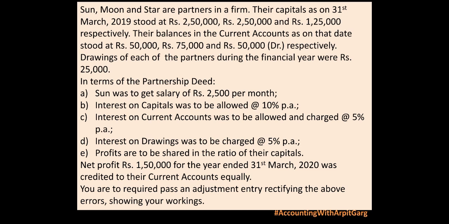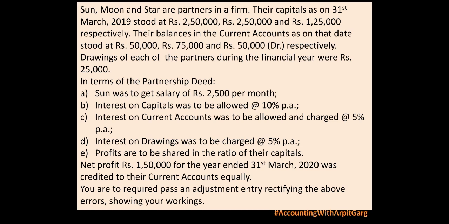In terms of the partnership deed, Sun was to get a salary of ₹2,500 per month. Interest on capital was to be allowed at the rate of 10% per annum. Interest on current account was to be allowed and charged at the rate of 5% per annum. Interest on drawings was to be charged at the rate of 5% per annum. Profits are to be shared in the ratio of their capitals. Net profit of ₹150,000 for the year ended 31st March 2020 was credited to their current accounts equally. You are required to pass an adjustment entry and rectify the above errors.